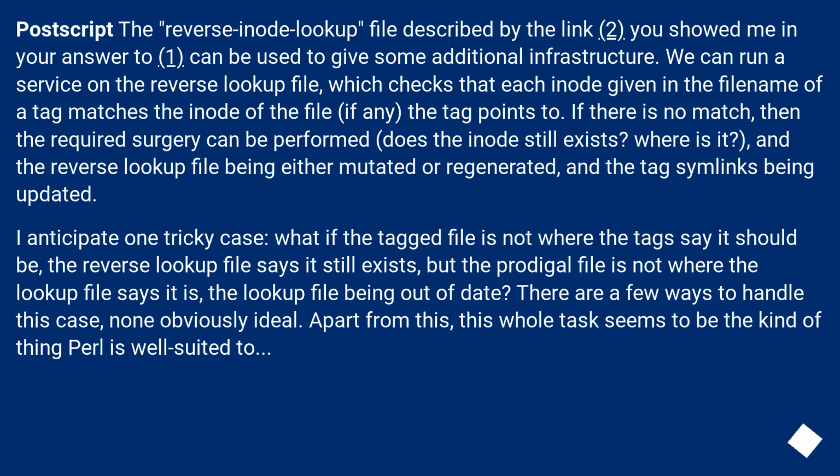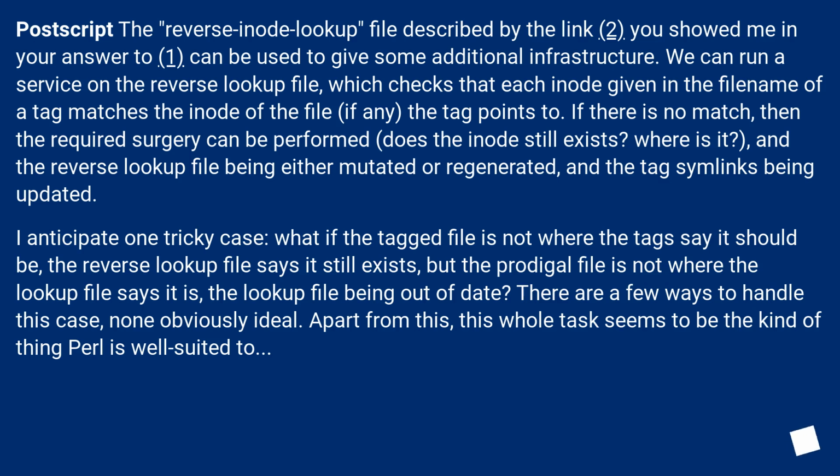Postscript. The reverse inode lookup file described by the link 2 you showed me in your answer to 1 can be used to give some additional infrastructure. We can run a service on the reverse lookup file, which checks that each inode given in the file name of a tag matches the inode of the file, if any, the tag points to. If there is no match, then the required surgery can be performed. Does the inode still exist? Where is it? And the reverse lookup file being either mutated or regenerated, and the tag symlinks being updated.